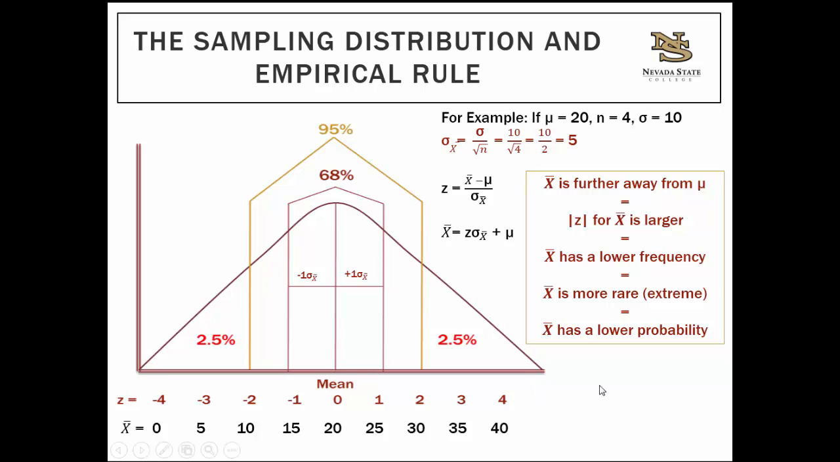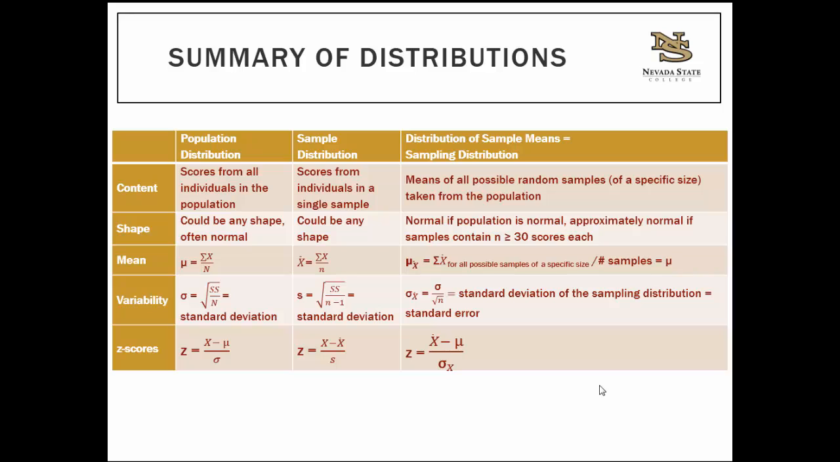Just like before when we were saying that any score that has a z-score that's 2 or more standard deviations away from the mean, we call that extreme. Now we say any sample mean that's 2 or more standard errors away from the population mean is considered extreme. So if you calculate the z for your sample mean and your absolute value is 2 or more, you can say that it's an extreme sample mean. It's extremely unlikely. All right.